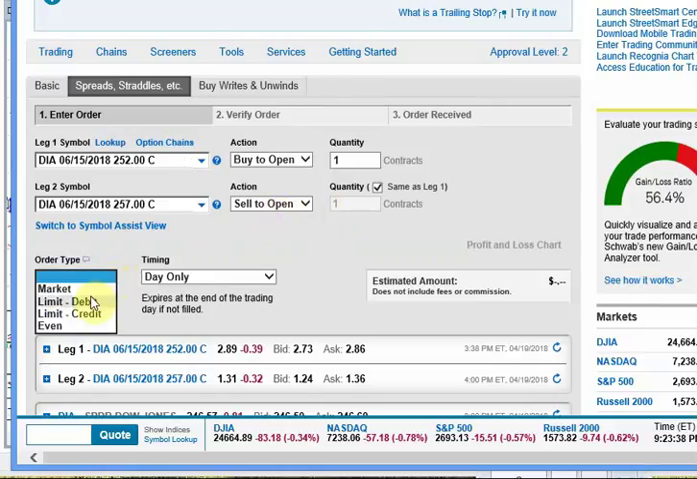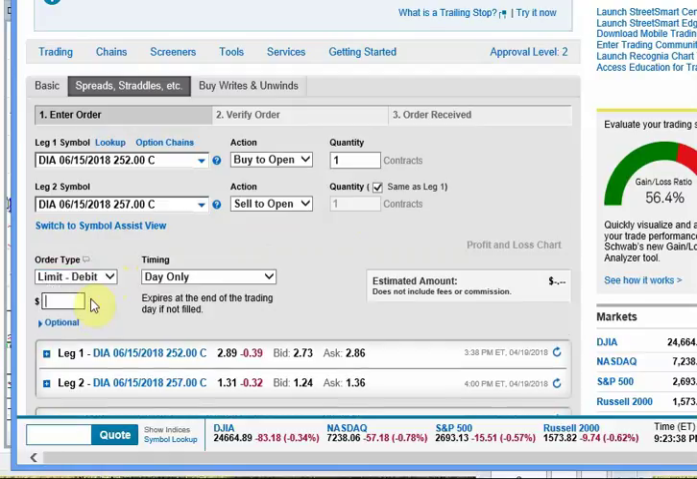And I'm going to do this as a limit order for a debit, which means the debit will be the amount that comes out of my pocket. I want to try to get it for $1.50, and we're going to buy 6 contracts because that's the way it looked from before what we could get. We're going to do this as a day order only, and 6 contracts at $1.50, or $150, will equal $900. So that's just under my $1,000 limit.